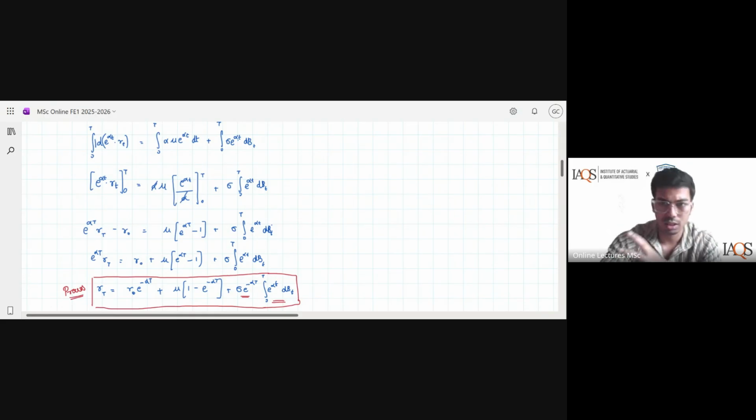RT is interest rate, yes. That's the short rate. What do I mean by short rate? At this second, what is the interest rate? That is what RT is.